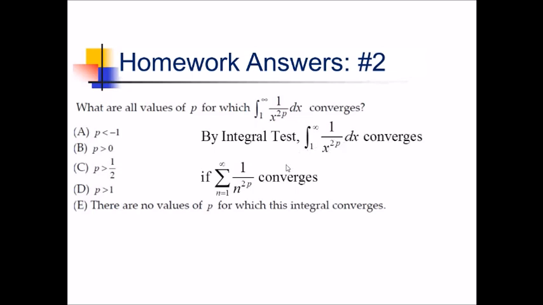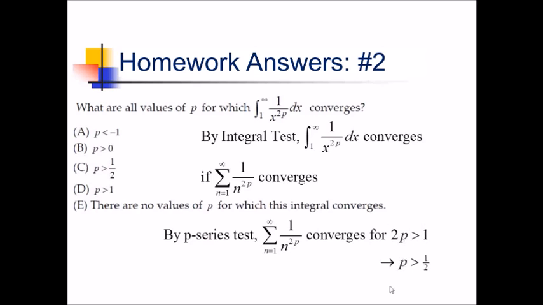So by the p-series test, looking at this series, we know that in general, when this exponent is greater than 1, the series converges. So by the p-series test, this series will converge where 2p, which is this whole exponent, is greater than 1, which means it's going to converge when p is greater than 1/2. So that's going to be answer choice C.